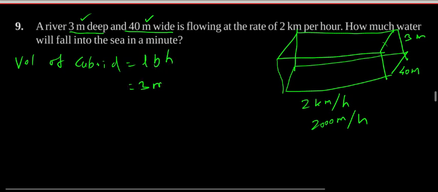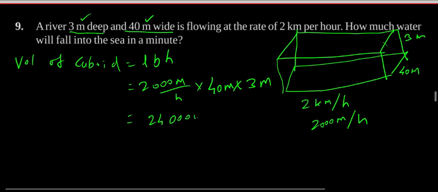Length is 2000 meter per hour into breadth is 40 meter into height will be 3 meter. So 4 3s are 12, 12 2s are 24. 24 and here 3 zeros and here 1 zero, it will become 4 zeros. So 240000 meter cube per hour.